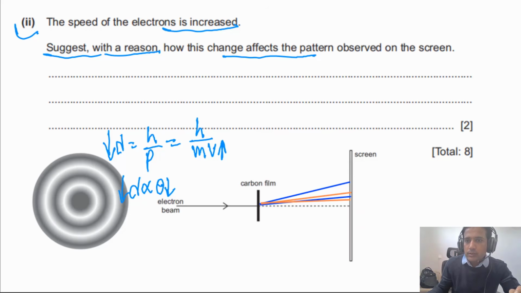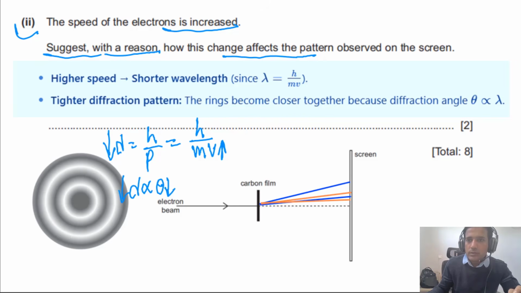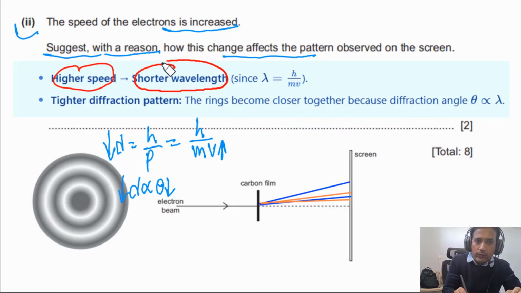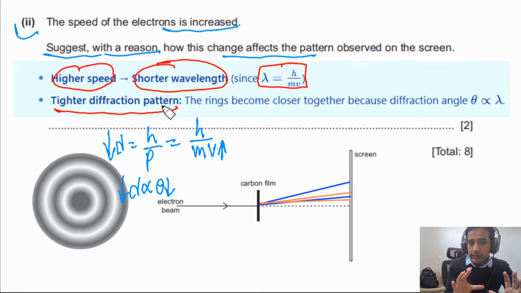Now let me show you how you can write down the answer. This is what you need to write down for this question. First you can say higher speed, shorter wavelength. You can also give reference to this formula. So there will be tighter diffraction. These are the key points, and if you write them down, you will get the marks. If you want to explain a little more why tighter diffraction: theta is proportional to lambda, so if lambda is small, theta will be small.